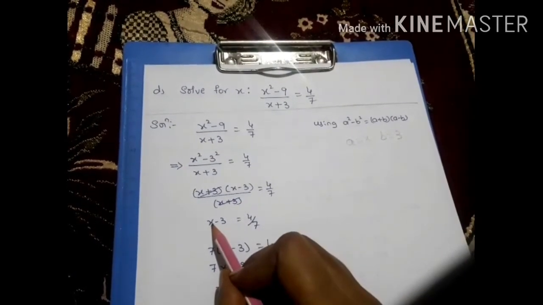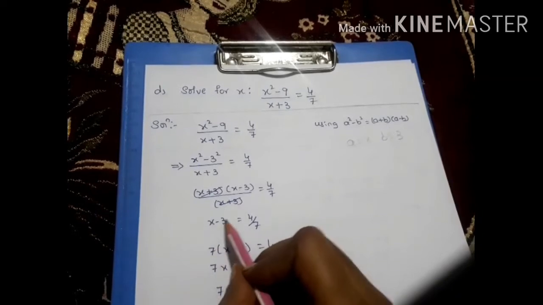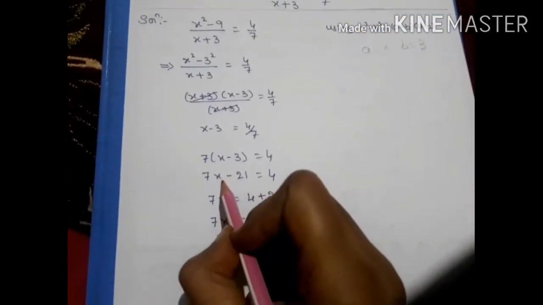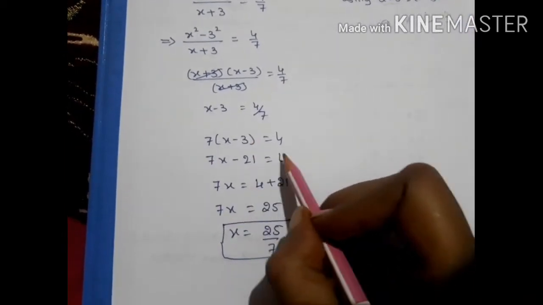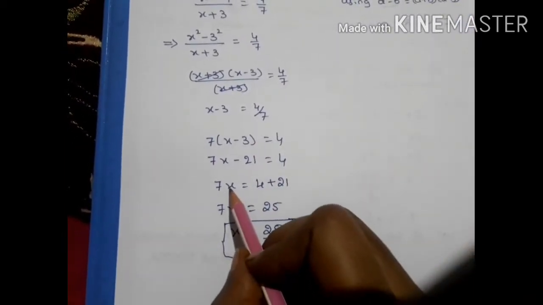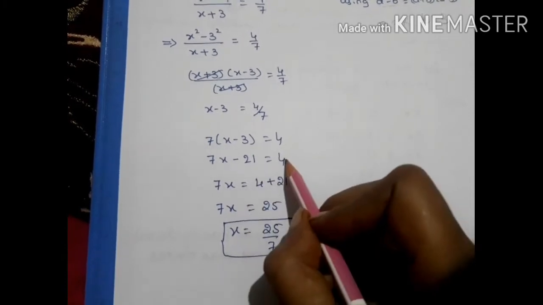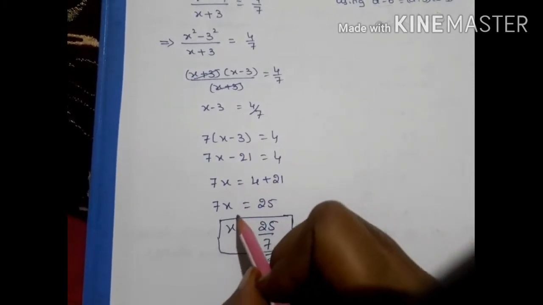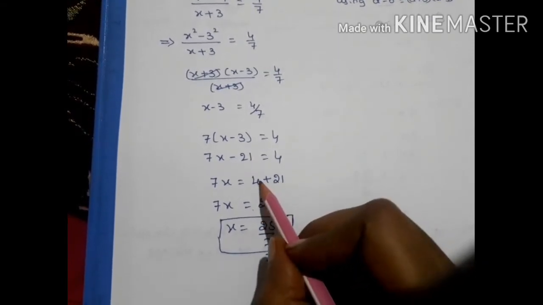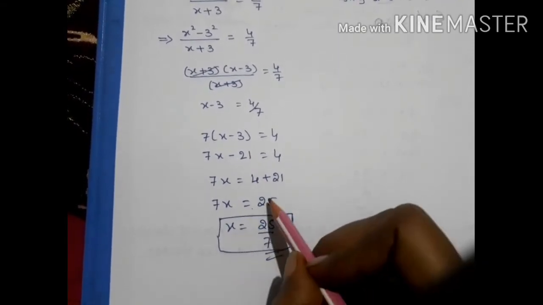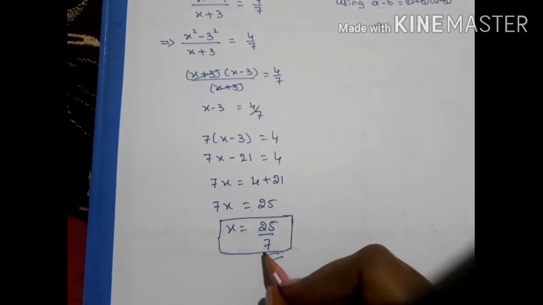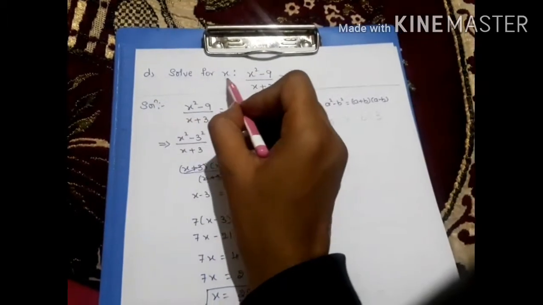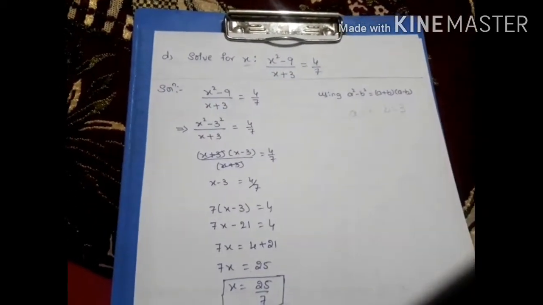Go for cross multiplication. 7 into (x − 3) equals 4. 7 into x, 7x, minus 7 3s are 21, equals 4. 7x equals 4 plus 21, since minus 21 converts to plus 21. 7x equals 21 plus 4, which is 25. x equals 25/7. So we got the x value. They only asked to solve for x, only how to find the x value.